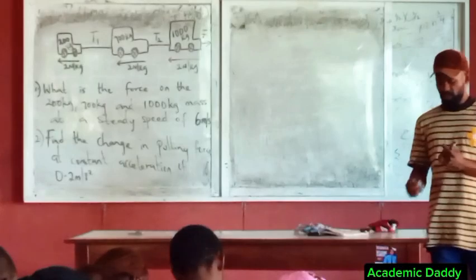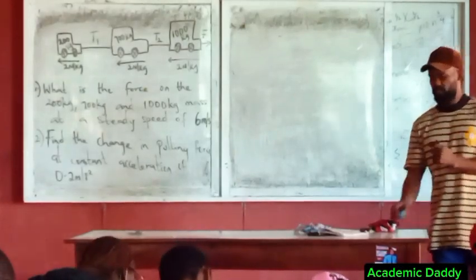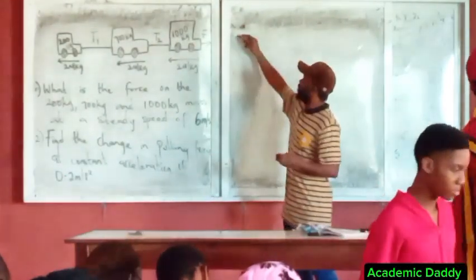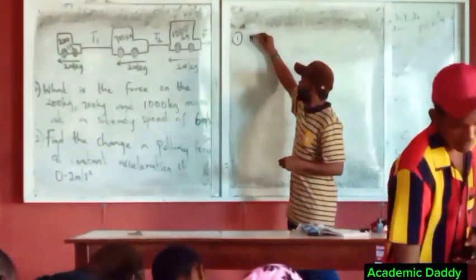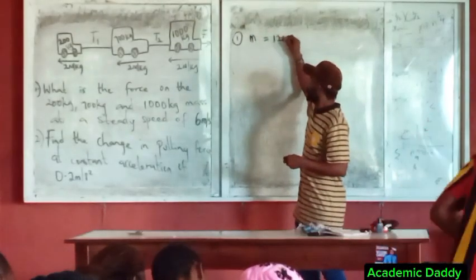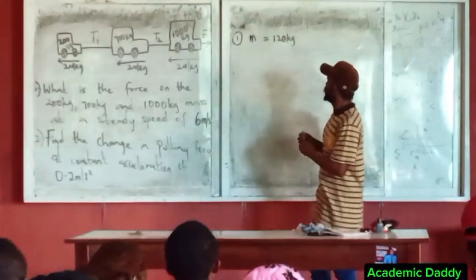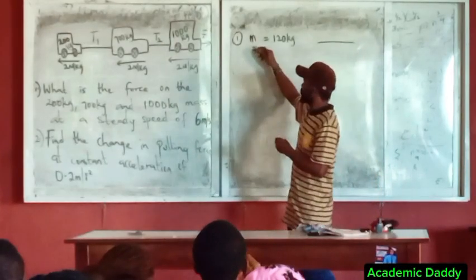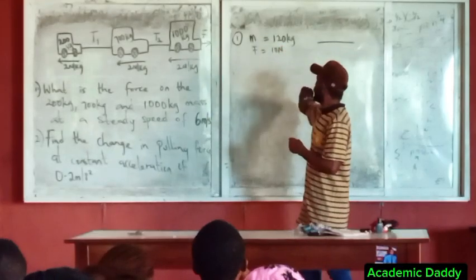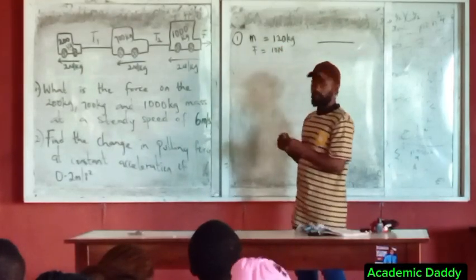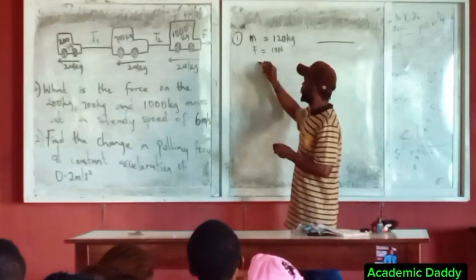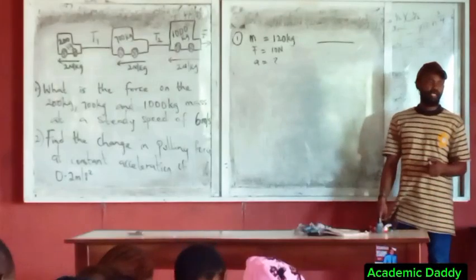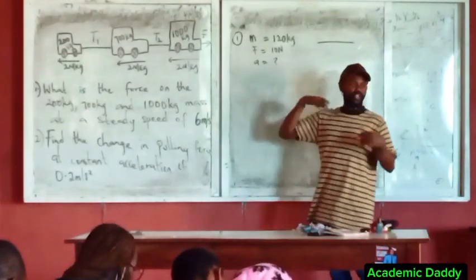Okay, read the first question. Wait. See, the first question from the PDF is a block. That is M is 120 kg. It's pulled horizontally by a force of 10 Newton along the frictionless surface. What is the acceleration of the body? This one is too simple. This one is just F equals M a.